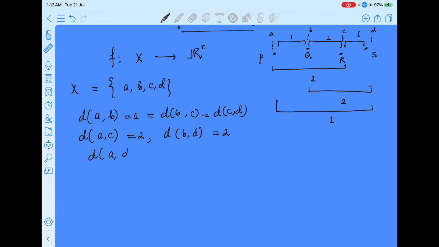But d(A,D) has to be, so this is the whole point, because there will be 6 possibilities. 4 choose 2 is 6. We have to define 6 distances. d(A,D) is 1. Now you can define it 2 or 1 maybe, but this doesn't matter actually. So this defines a metric space. Why?